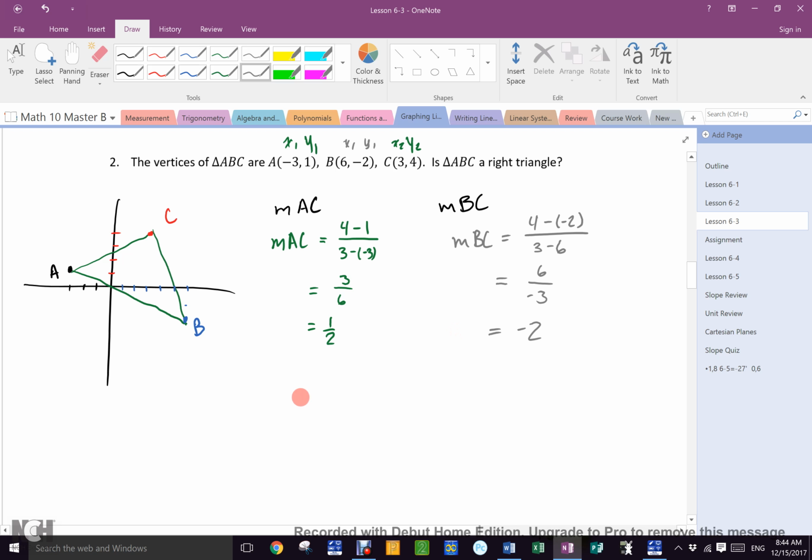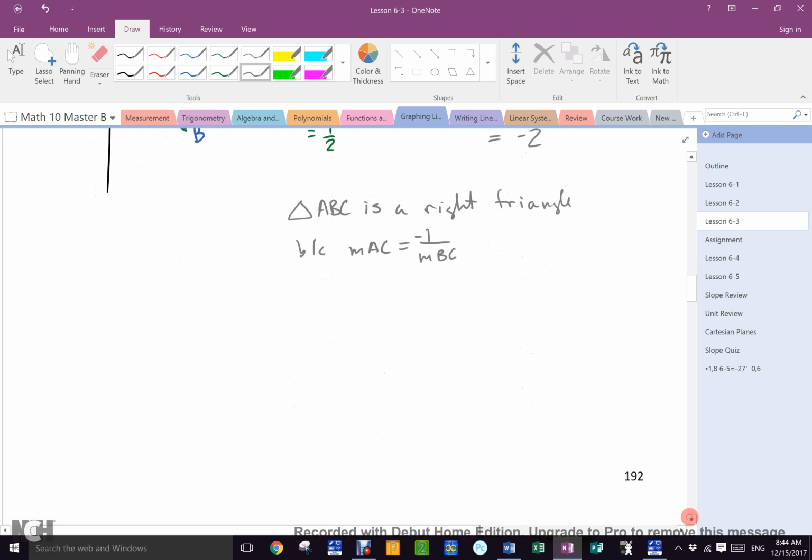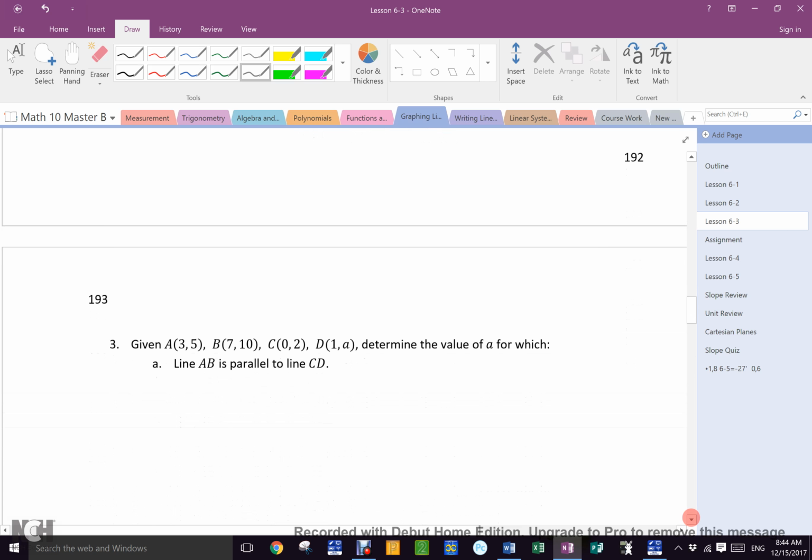Yes. Triangle ABC is a right triangle because M of AC equals -1 over the M of BC. Everybody cool? Yeah? All right. Let's go on to page 193.